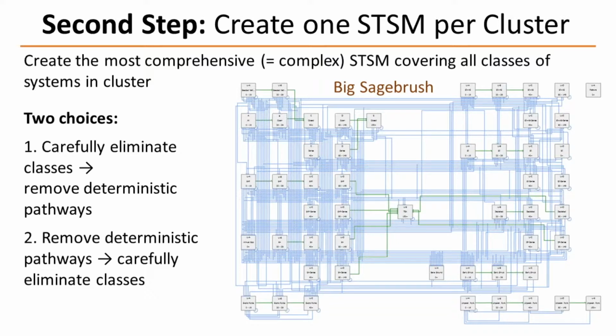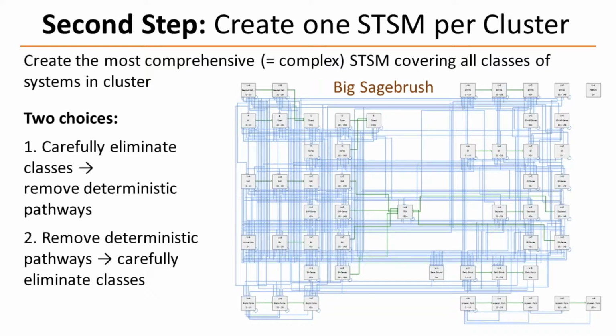The other approach is that you do the reverse. You remove the deterministic pathways, and then you eliminate the classes depending on your question. You may not need to eliminate classes. I prefer this approach because I like to keep the complexity. I'm very comfortable with 53 classes. It doesn't bother me at all. But this is the approach I prefer. The reason for removing deterministic pathways is only for one reason: you have to have probabilistic pathways.